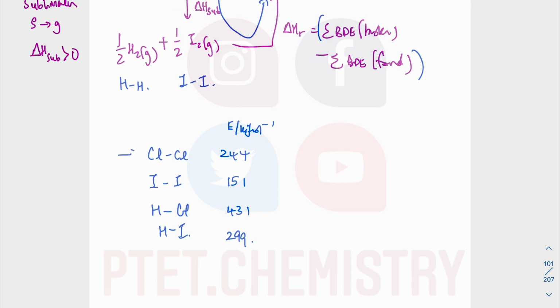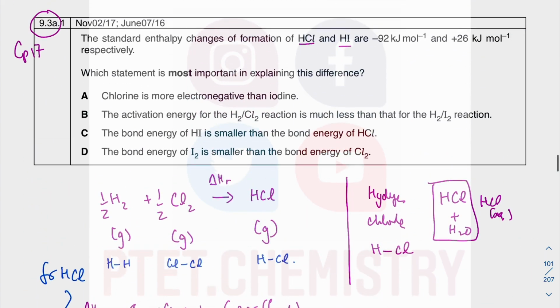So you need to break that, and then you need to form this. For Cl, you need to break 244 and then you are forming 431. But for I, you are breaking a weaker bond, but you're not forming such a strong bond. So when you think about it, only C and D could be accounting for this. Only C and D is possible.